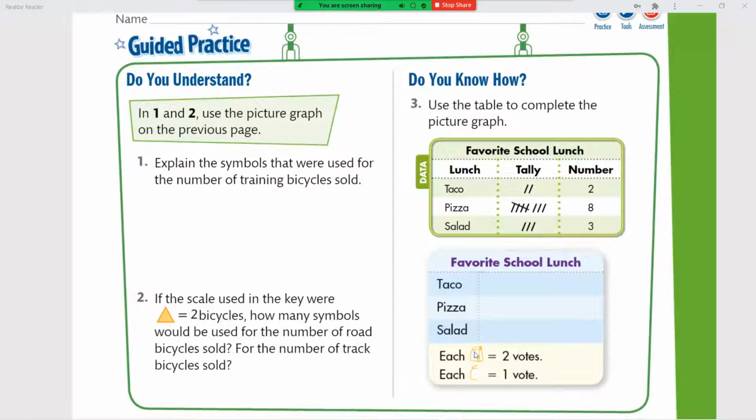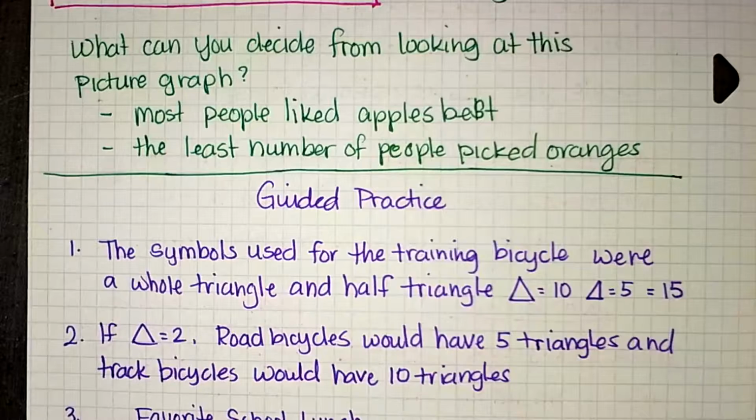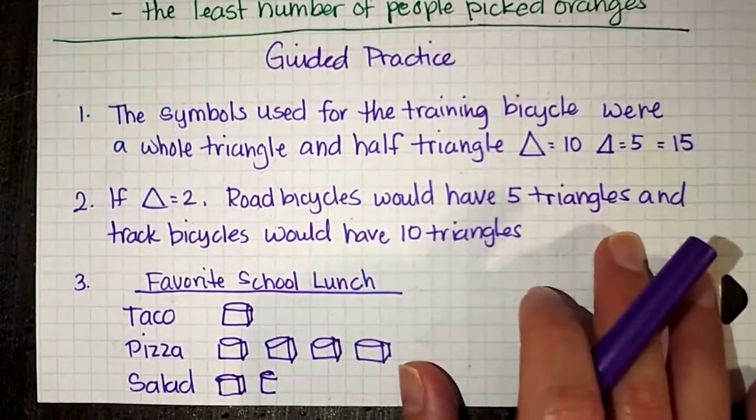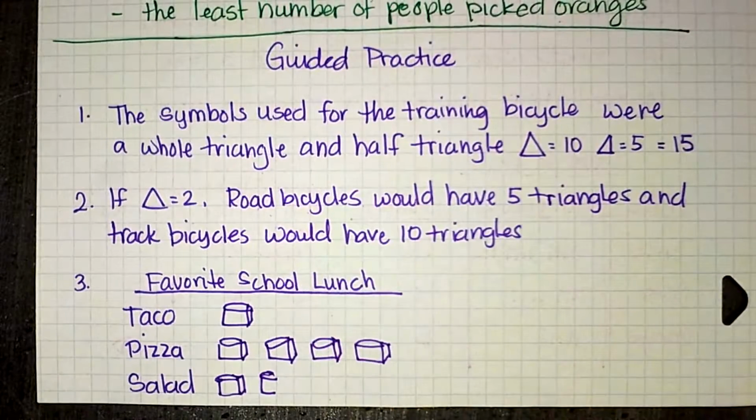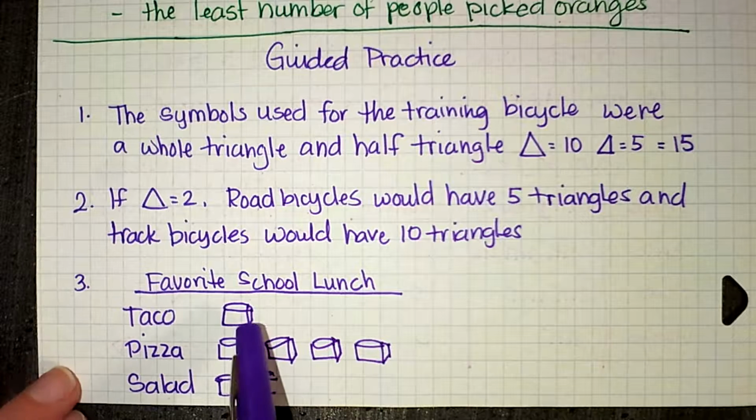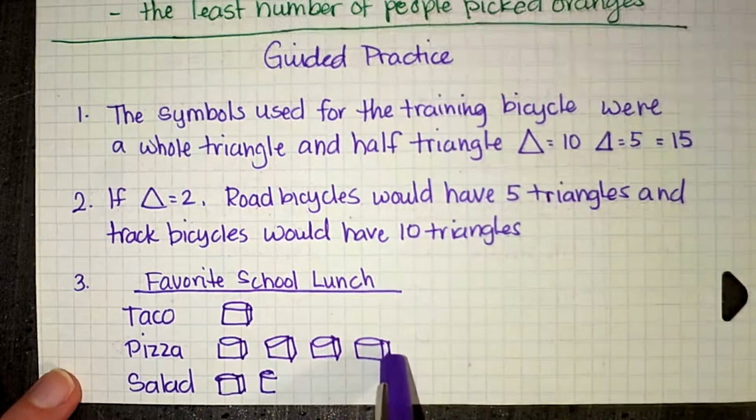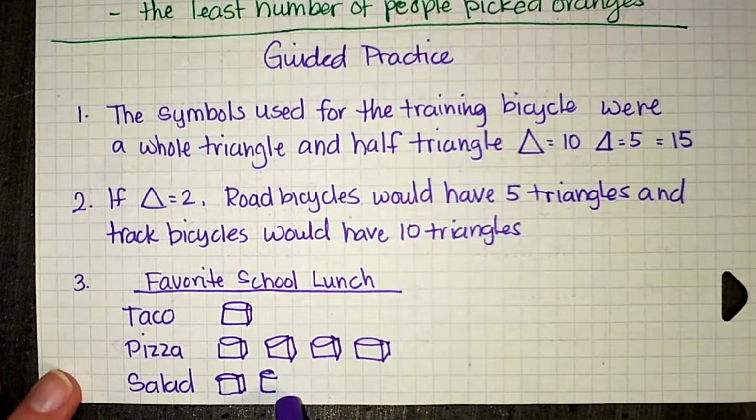Now, each whole bag, lunch bag, was equal to 2 votes, and each half lunch bag was equal to 1 vote. So if tacos got 2, they would get 1 whole lunch bag. Pizza had 8, so it would get 4 whole lunch bags, and salad had 3, so it would get 1 whole lunch bag plus a half bag. Now I tried to draw these out as best as I can. Obviously, they're not the greatest looking lunch bags, but you get the idea. This one had 2, this one had 8, and this one had 3.